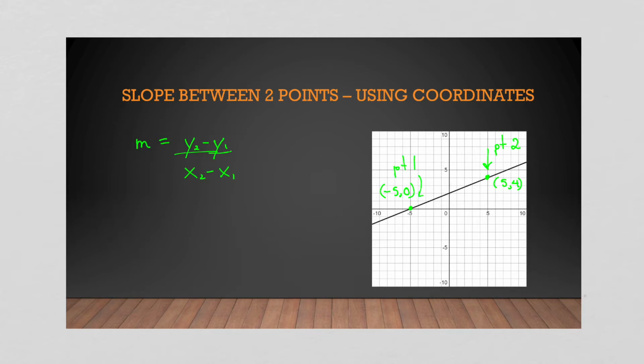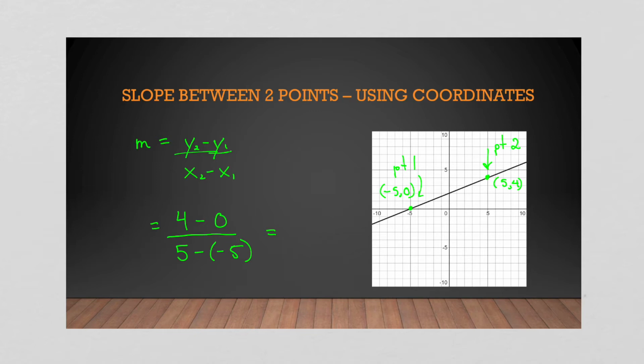Okay, so what is the y value of point 2? Well, the y value of point 2 is 4. And what is the y value of point 1? Well, it's 0. And what is the x value of point 2? It is 5. And then be careful because it's minus, but then what is the x value of point 1? It is negative 5. So that is the mathematical representation of the change in height over the change in length.